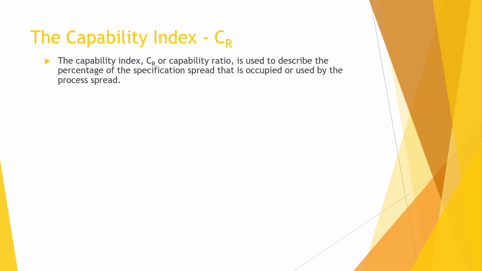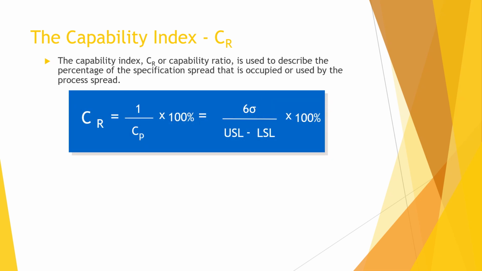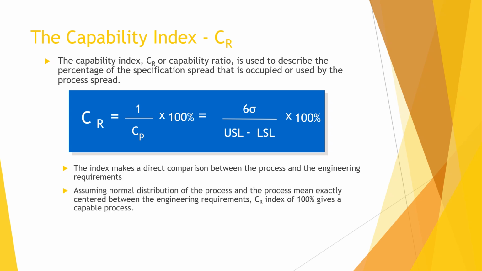Capability index, CR. The capability index, CR, or capability ratio, is used to describe the percentage of the specification spread that is occupied or used by the process spread. This is the formula. The index makes a direct comparison between the process and the engineering requirements.